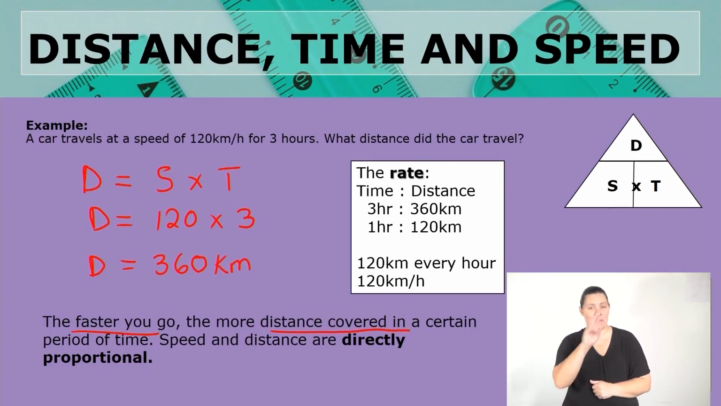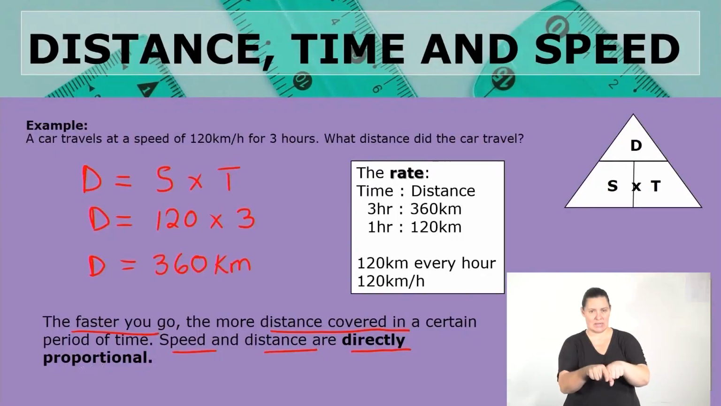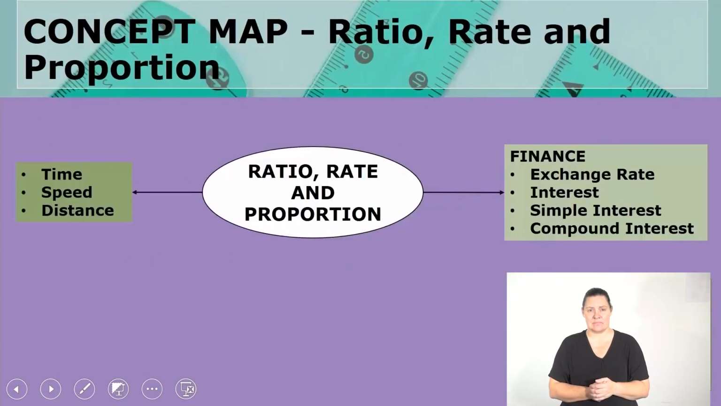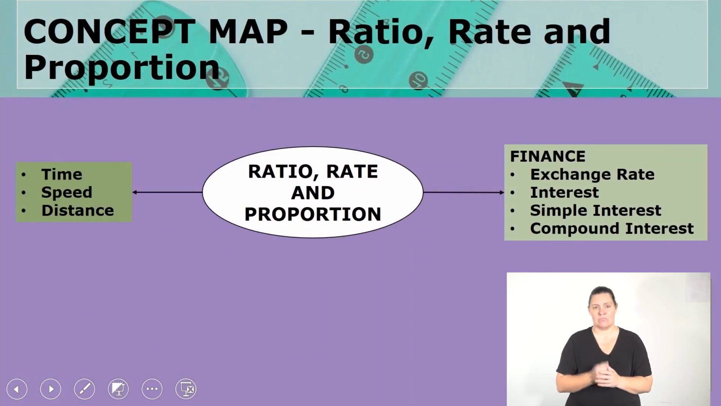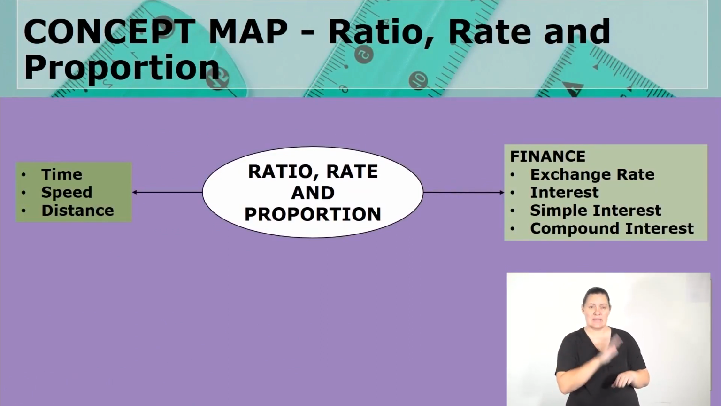Do you remember what that means? That means that speed and distance are directly proportional. When the one quantity increases, the other quantity also increases. So, looking at our concept map again, we have looked at time, speed, and distance. Now we move over to looking at finance, the exchange rate, interest, simple interest, and compound interest.